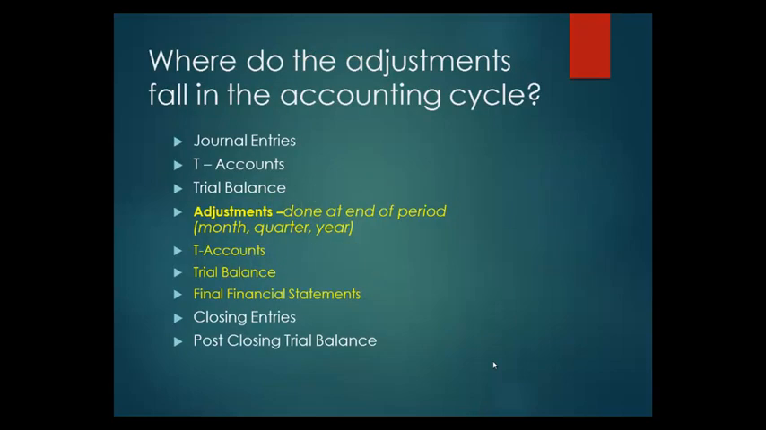We are going to do the adjusting journal entries. In the previous videos, we covered basic journal entries, posting those to T accounts, and creating a trial balance. And now we're going to do adjustments, and they are done at the end of a period, a month, a quarter, or a year. We're going to post those adjustments to the T accounts, run a new balance, and get a final trial balance. And then we're going to publish final financial statements.